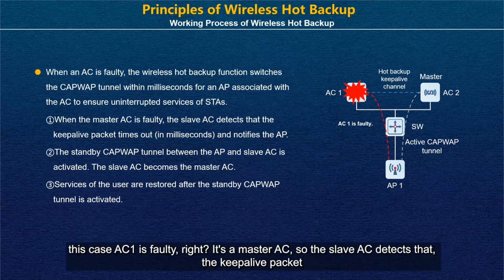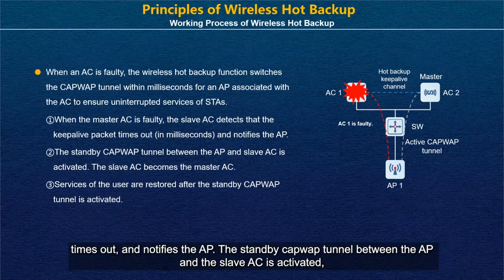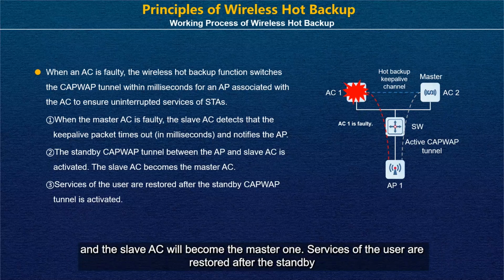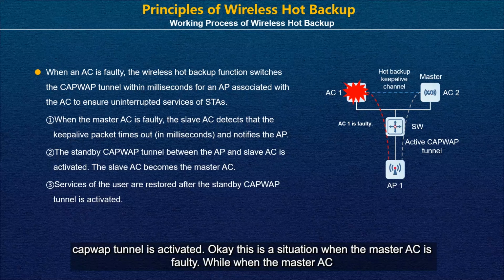When the AC is down, in this case AC1 is down, right? It's the master AC. So the slave AC detects that the keep-alive packet times out and notifies the AP. The standby backup terminal between the AP and the slave AC is activated, and the slave AC becomes the master. Services of users are restored after the standby terminal is activated.